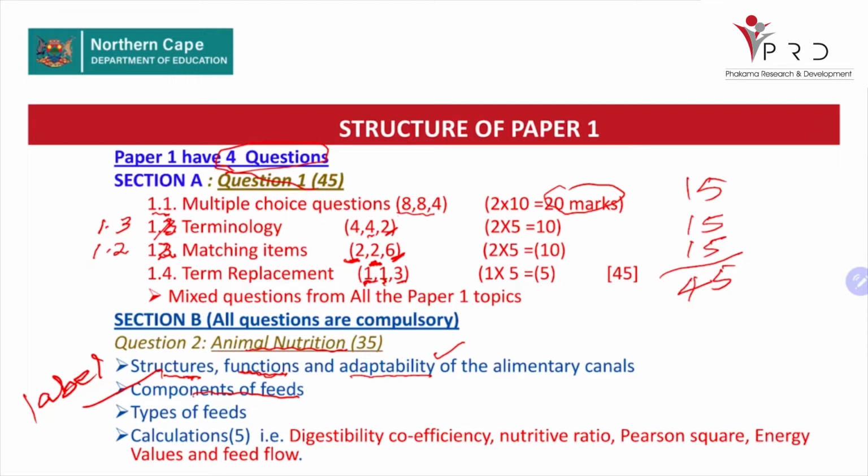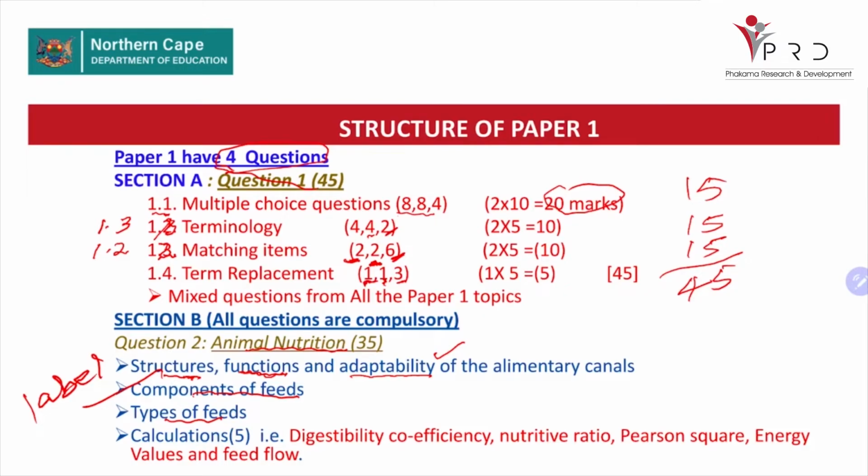But we'll deal with it on the next presentation. Then this third one, the types of feeds. We know we deal with different types of animals. We know we have the ruminants, we have the non-ruminants. So the feed they eat is different. That's why you have to look at the types of feeds.